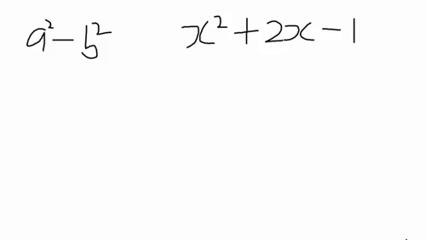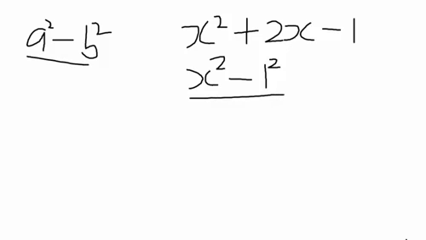So when I have something like x squared minus 1, it's just something like x squared minus 1 squared. Understand? These two are related, so they look alike. So how do we solve this?